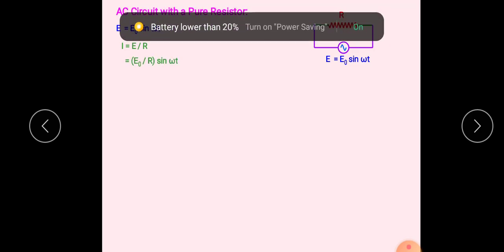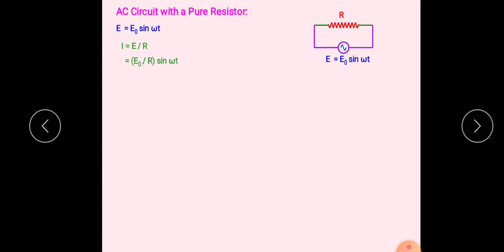Now suppose a pure resistor is connected with an AC EMF. The circuit diagram is shown here. A resistor R is connected with an AC source. As EMF is E naught sin omega t, I equals E upon R. Therefore, I is E naught by R sin omega t. Then I equals I naught sin omega t, where I naught is E naught by R, and R equals E naught divided by I naught.